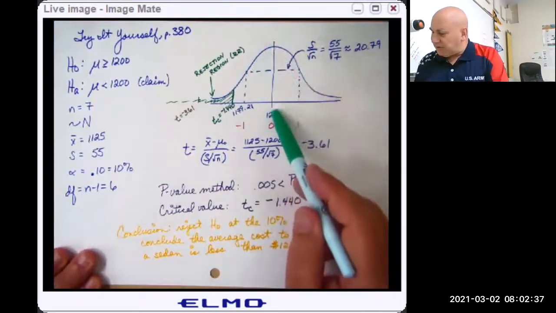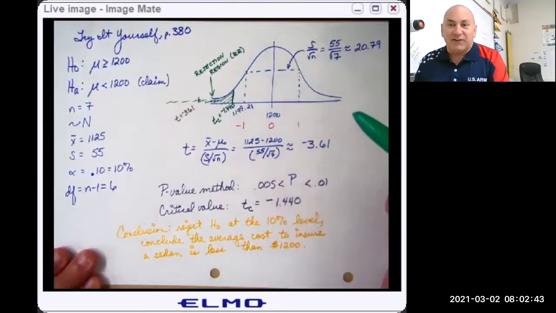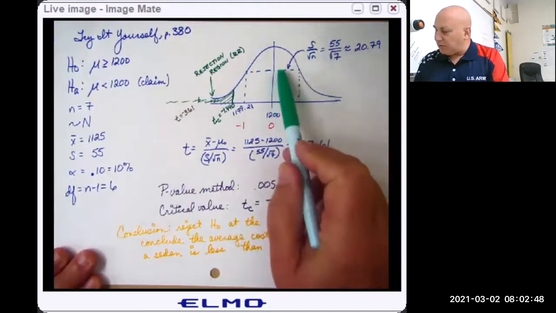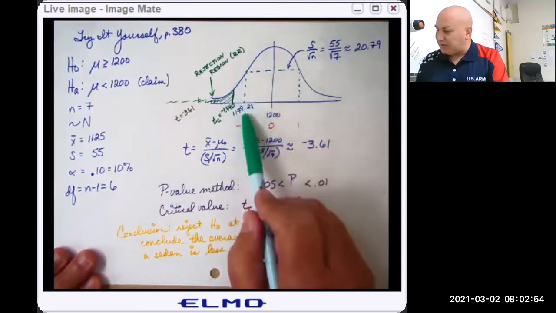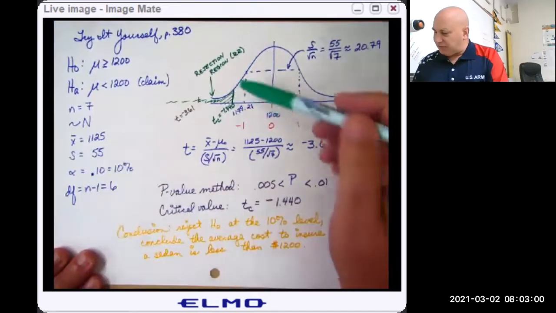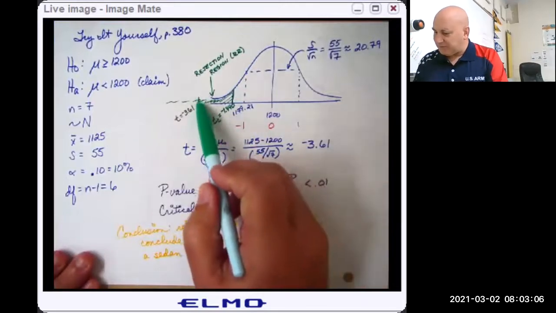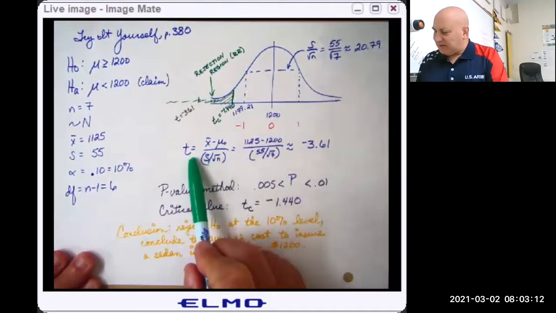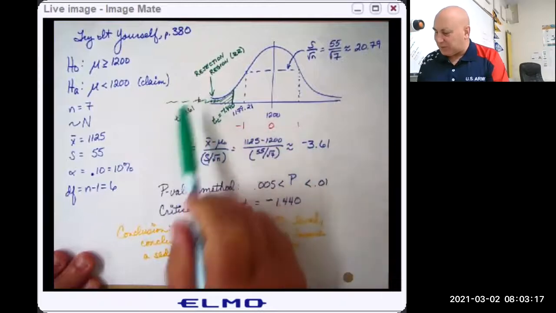So centered at 1200. The standard dev, or the standard error, which is the standard dev of this sampling distribution, is s over root n. So I go 1200 plus 20.79, and 1200 minus 20.79. And I got 1125, which is way out here somewhere. And it turns out that t-statistic, that 1125, is 3.61 standard devs below the mean, so it's way out here.